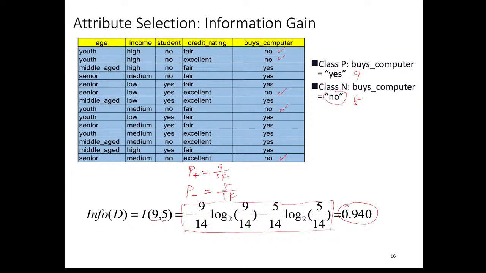So before the split, how random is this? It's this much based on entropy: 0.940, which means this is fairly random. Okay, now we want to test which feature gives us the purest result after the split. So we start from age. See, if we use age to split the people into certain groups, how pure is the result? So age has youth, middle-aged, and senior. So we have three different values in age.